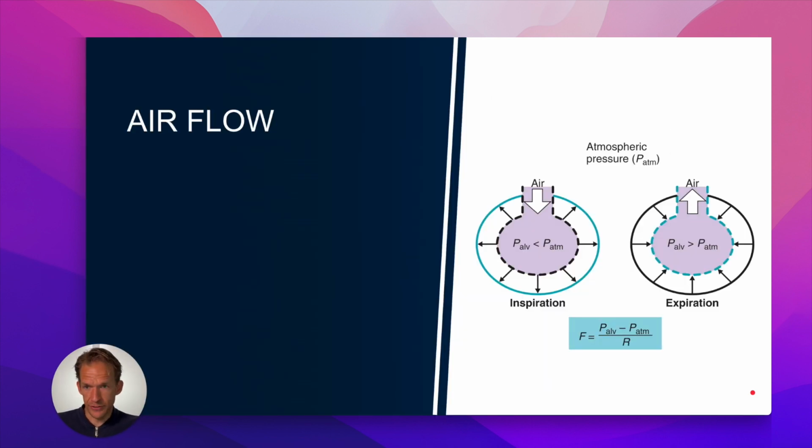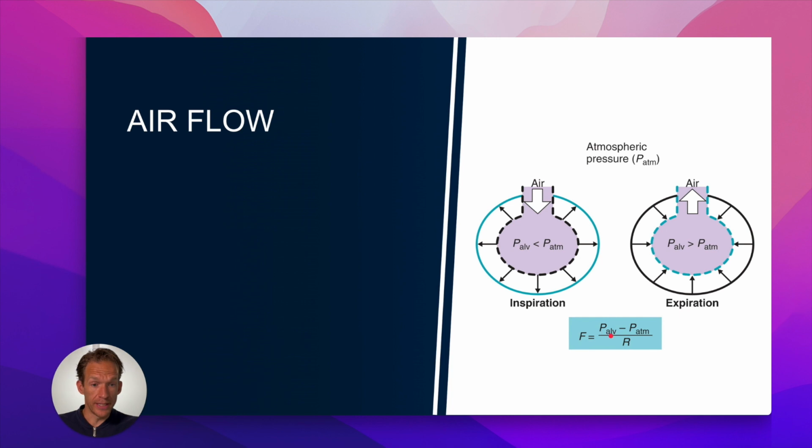Airflow is all about physics. So again, high school physics definitely will come in handy. And what you see in this formula right here is that airflow is defined, or can be calculated, as the pressure difference divided by resistance. So in simple English, if the pressure difference goes up, the flow will go up. If the resistance goes up, the flow will go down.